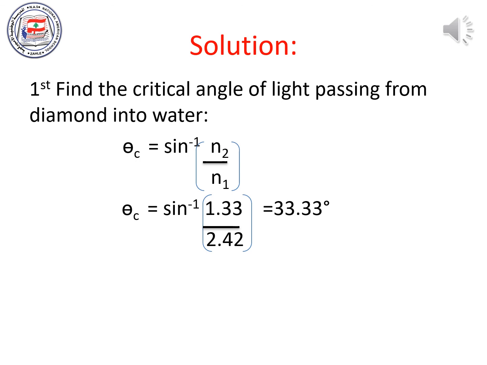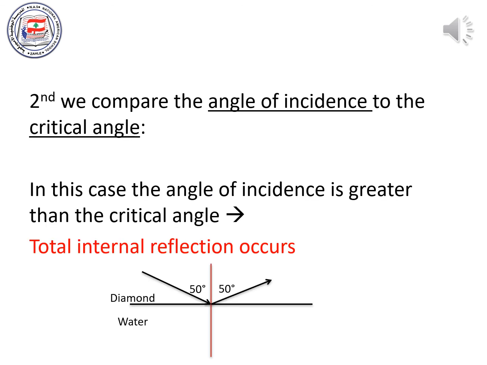So in order to solve this exercise, first we find the critical angle of light passing from diamond into water. Critical angle is equal to sine minus 1 of N2 over N1. So critical angle is equal to sine minus 1 of 1.33 over 2.42. It is equal to 33.33 degrees. Second, we compare the angle of incidence to the critical angle. In this case, the angle of incidence is greater than the critical angle, so total internal reflection occurs.